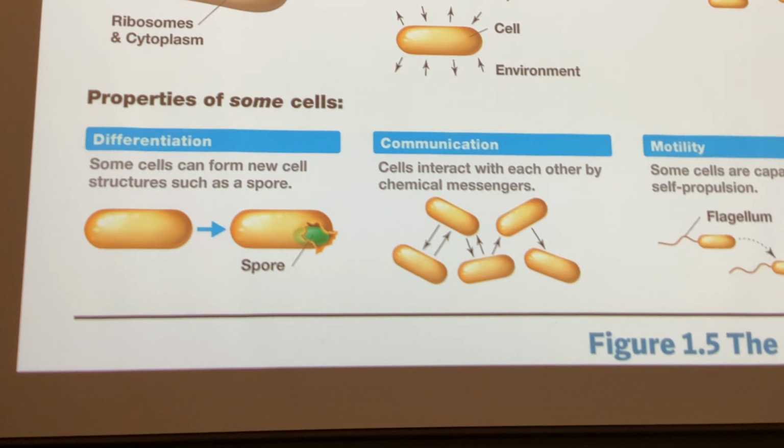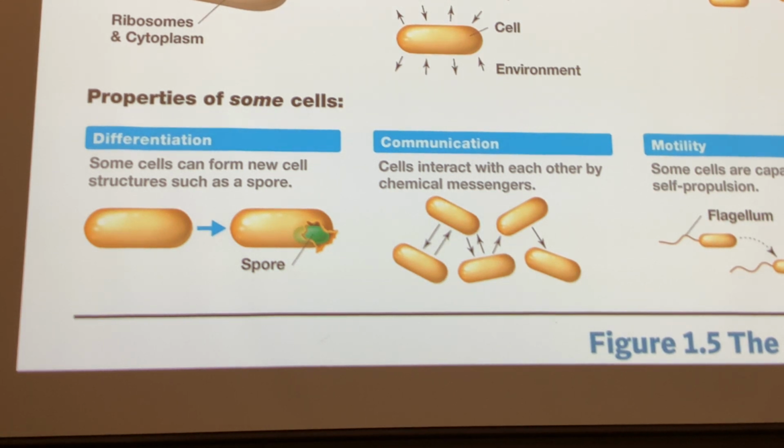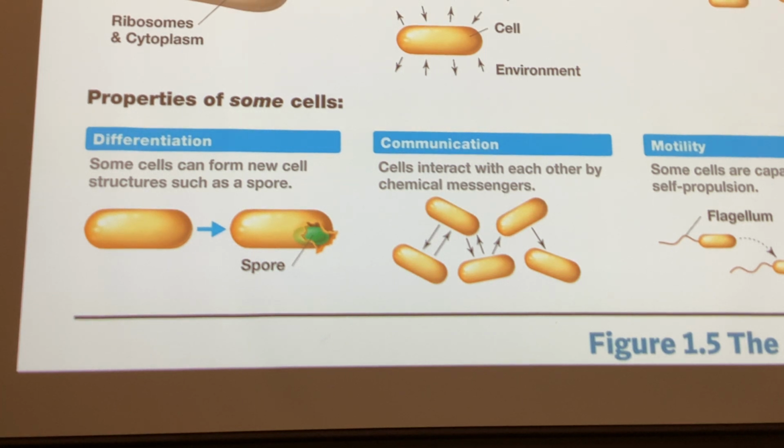Among the properties of some cells, we have things like differentiation. The concept of differentiation has to do with having different cell states or cell life cycles, being able to make decisions about what you might do in one environment versus another. Spore forming or endospore forming is a classic example of that. You can respond to nutrient limitation or stress and essentially differentiate yourself into a different form.